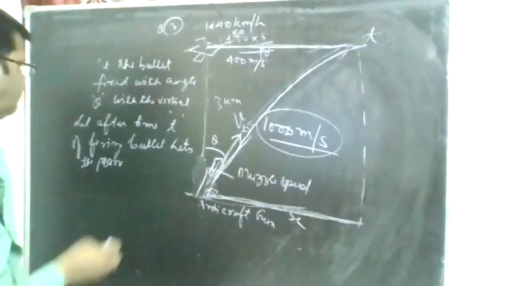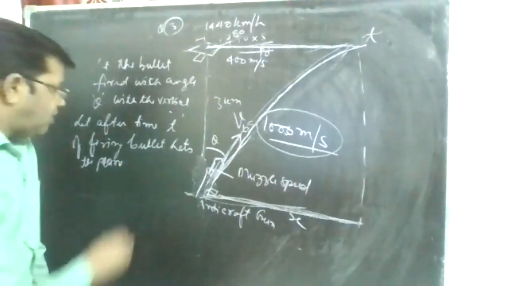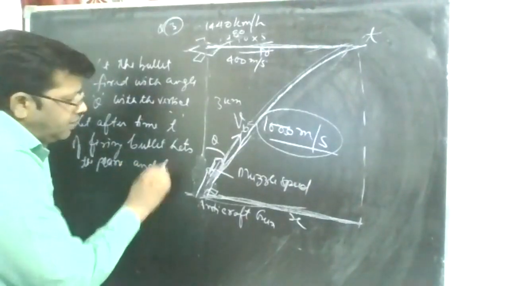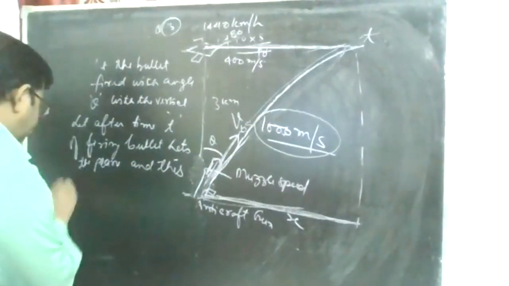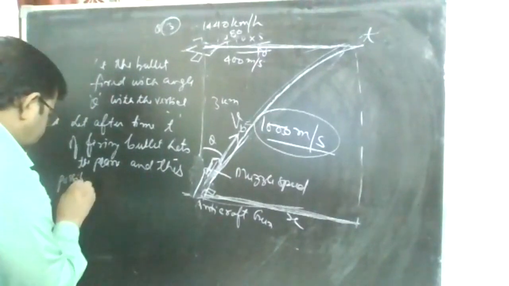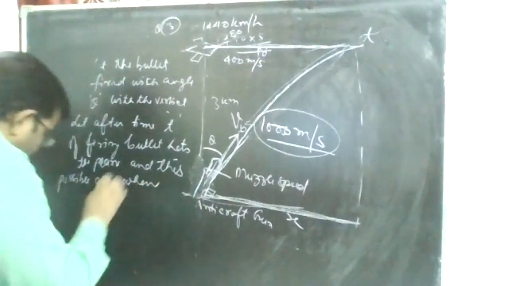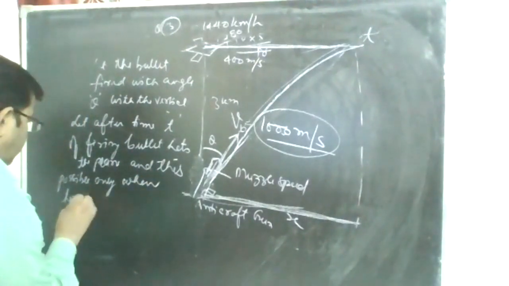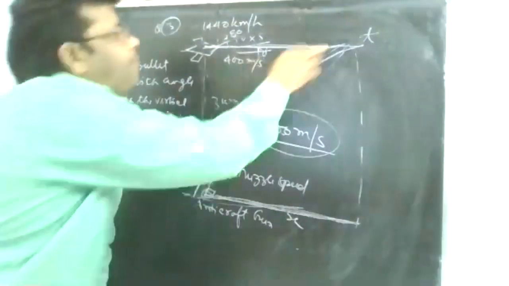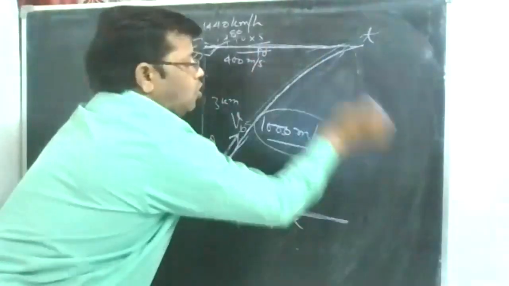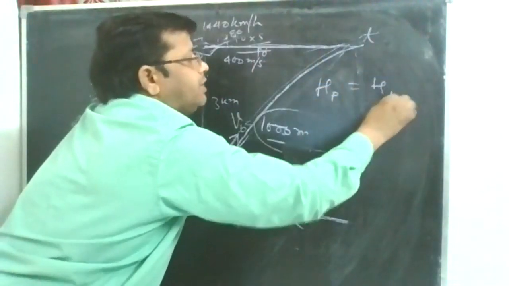तो ड्यूरिंग टाइम t, bullet hits the plane, and this is possible only when horizontal distance moved by the plane will be equal to horizontal distance moved by the bullet.